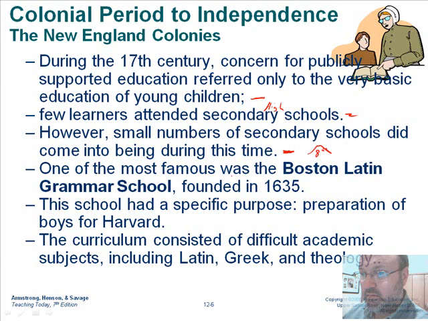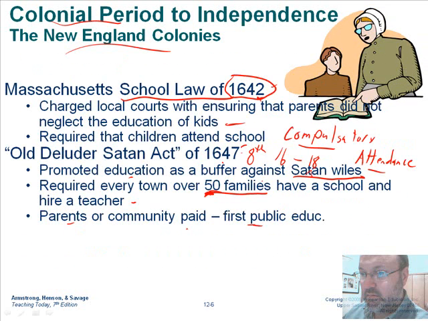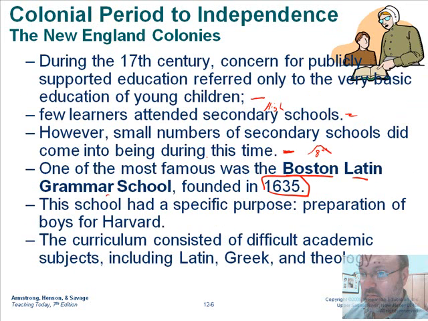One of the most famous of these high schools was called the Boston Latin Grammar School, founded in 1635. Okay, this was prior to the Massachusetts School Law and the Old Deluder Satan Act. It was the first introduction of a high school, or at that time they called it a secondary school, Boston Latin Grammar School. The school had a specific purpose: prepare boys for Harvard. That was for university, for college. Okay, Harvard, and of course that was a religious, church-run school at that time.